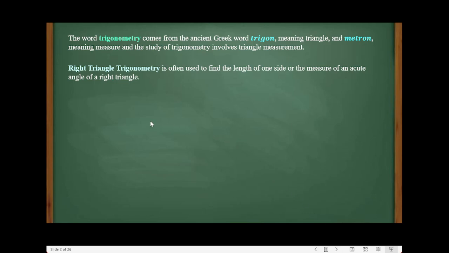Now let us have what we call right triangle trigonometry. Usually when we study trigonometry, most of the time we are using a right triangle. Right triangle trigonometry is often used to find the length of one side or the measure of an acute angle of a right triangle. For instance, let us have this right triangle, named triangle ABC. Obviously, this triangle is right angled at point C.